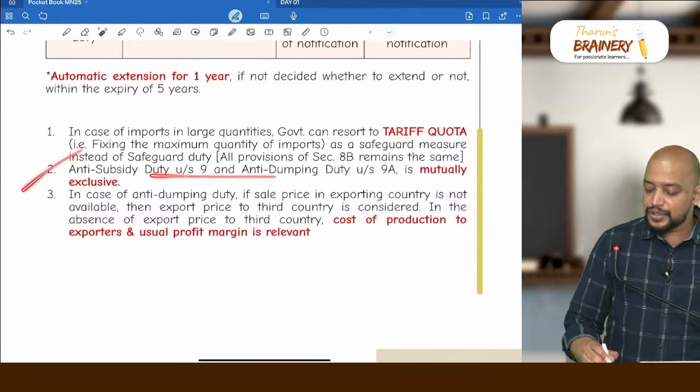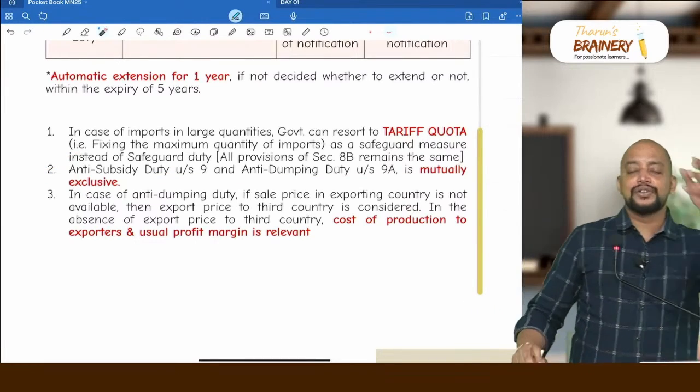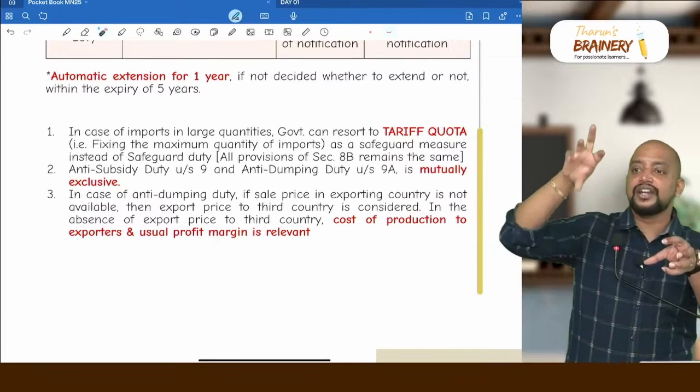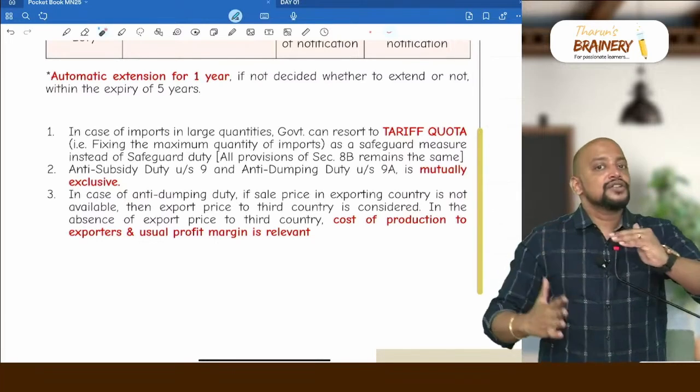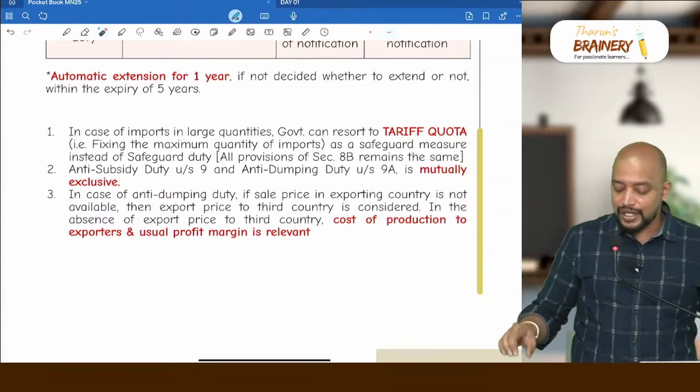Then anti-subsidy duty and anti-dumping duty are mutually exclusive, meaning if anti-subsidy duty is there, they are already imposing a duty to make the price equal, so on top of that anti-dumping duty will not come. That's why these two are mutually exclusive.